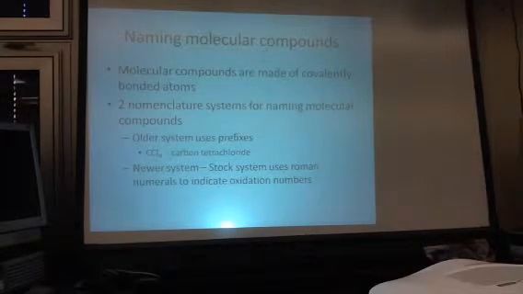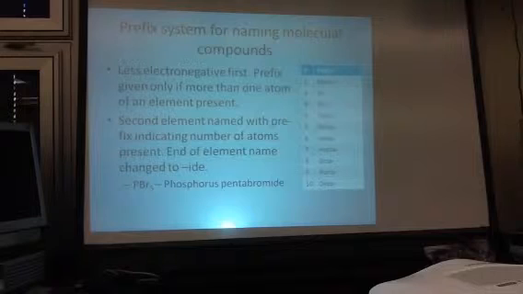CCl4, carbon tetrachloride. The prefix tells you how many and what they are. When you're using the prefix system, the less electronegative thing always goes first. So this is just like in ions, the cation goes first. The cation is going to be the less electronegative thing. So you always take the more positive thing first.